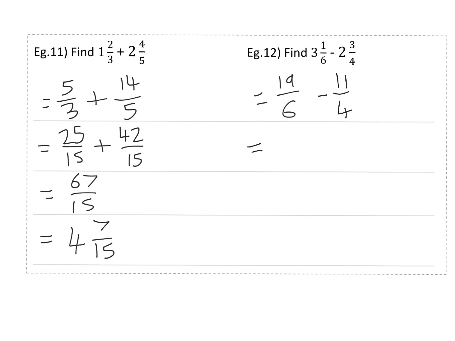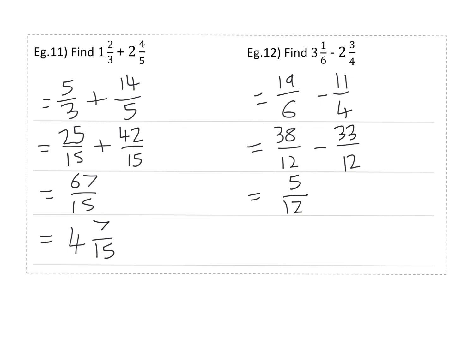We can get our common denominator, and they will both divide into 12. So to do that, we'd have to go from 6 to 12 times by 2, which would be 38. And to get from 4 to 12, we times through by 3. So 11 times 3 is 33. We keep our denominator, we subtract the numerators. 38 minus 33 gives 5.